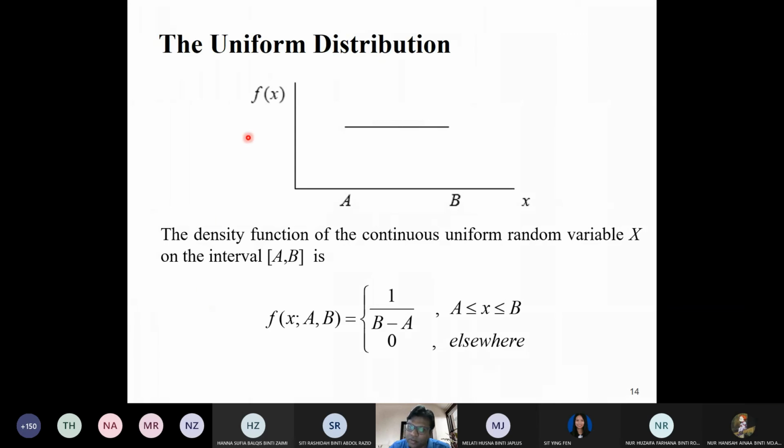A uniform distribution can be represented in the form of a graph. If you illustrate it in a graph, from A to B it will be a straight line parallel to the x-axis. If it is given in the form of a function, it is a piecewise defined function. The function is given as 1 over (b minus a) on the interval between a and b, and 0 elsewhere. This is how you represent the function and the graph for the uniform distribution.